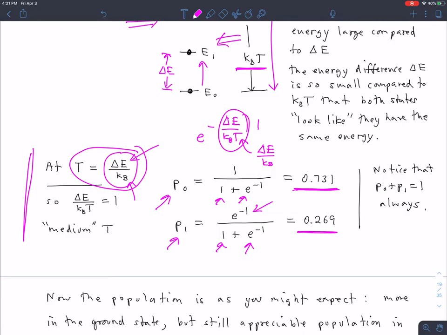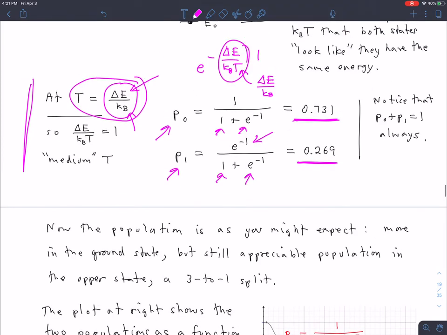And so now we're at a situation where we're getting similar but somewhat different probabilities, or populations, for both the excited state and the ground state. Now kBT, the thermal energy, is equal to the energy gap. And so there's energy enough available to promote the system from the ground state up to the excited state. But it costs you something to do that. And so the probability of being in the excited state is only about a half, or a little bit less than the probability of being in the ground state.